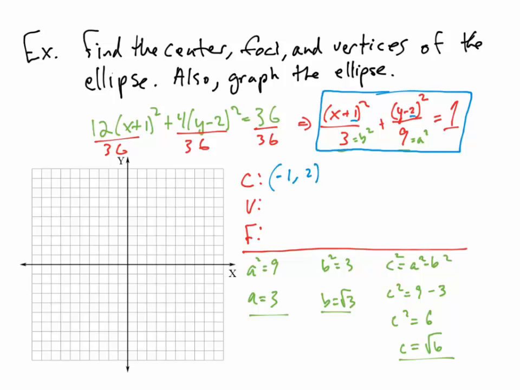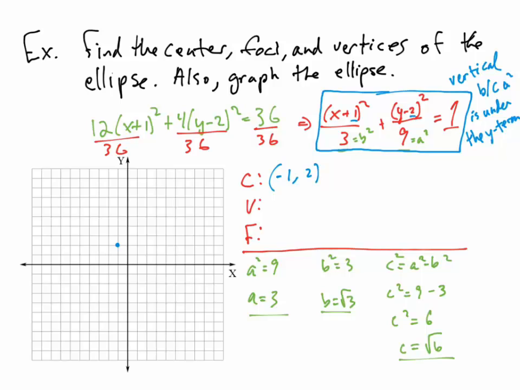I'm going to go ahead and graph that point right here. The vertices, remember, what we do is we start at the center and we count off whatever the a value is. Now, this ellipse has a vertical orientation, and we know it's vertical because a squared is under the y term.